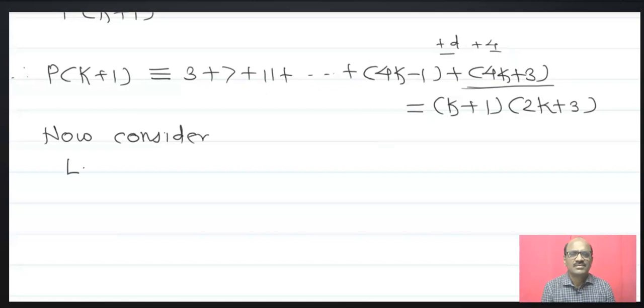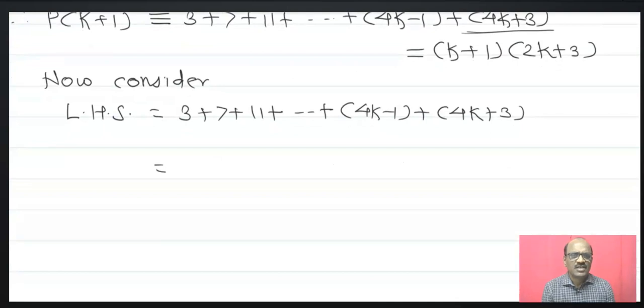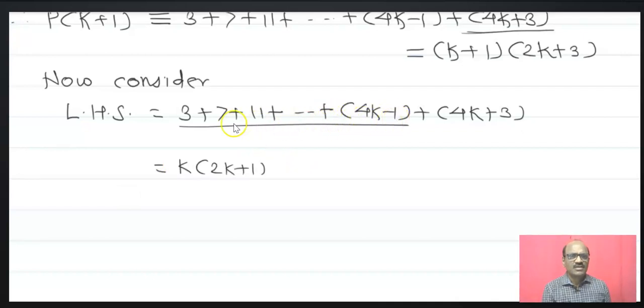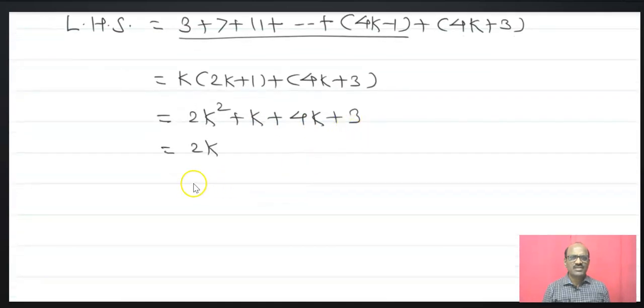Now consider the LHS of this term. This is important. This step is called the succession. That is step number 3, and in this step there are the calculations. Now see this: 3 plus 7 plus 11 plus ... plus (4k minus 1), the sum of all these values is k(2k plus 1), plus 4k plus 3. If you calculate it, you will get 2k square plus k plus 4k plus 3, that is 2k square plus 5k plus 3.